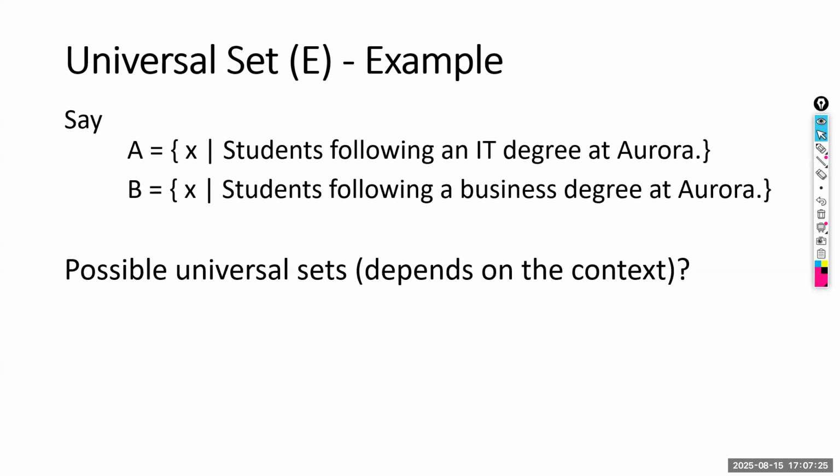Possibly students at Aurora, because then all the students belong to that. But it is not all the elements in the world, right? It's not all the students in the world. So we need to agree. There's nothing called this is the universal set. It's just you and I need to decide using our common sense.